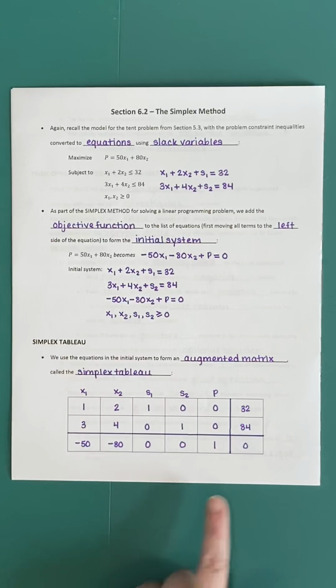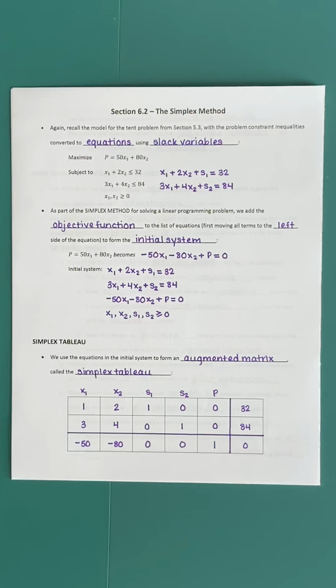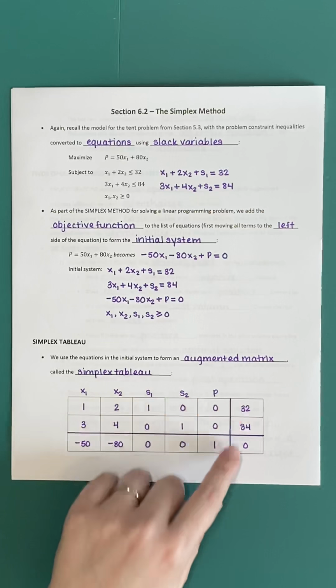So this augmented matrix is what we call the Simplex Tableau. So Tableau, French for table. This is the table we use to perform the simplex method. Now I'm going to add a little bit on just so we're clear on what we're looking at. So we've got that vertical line.